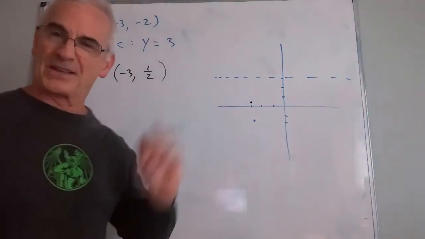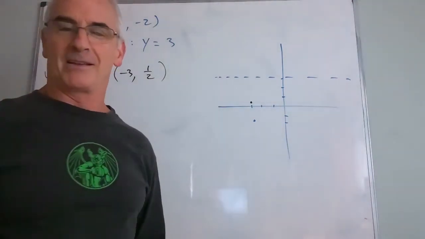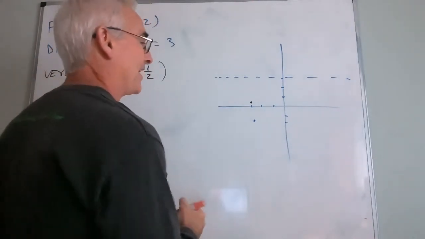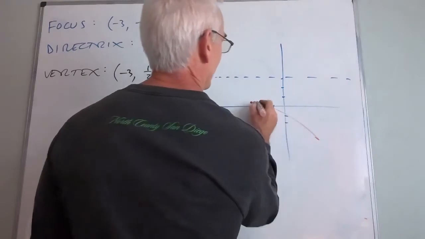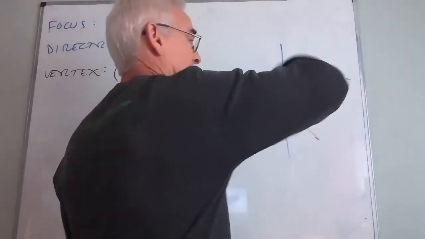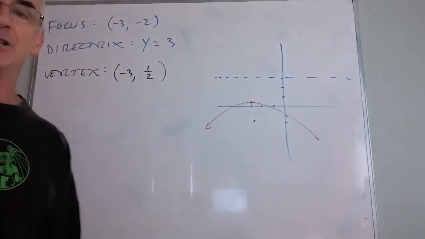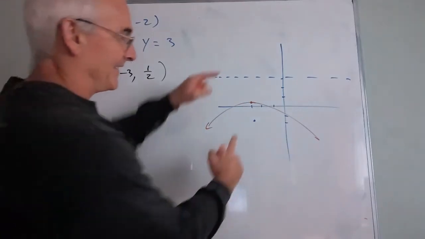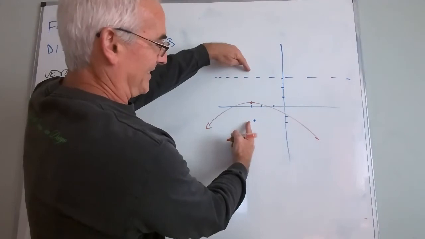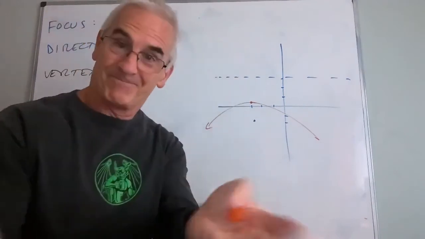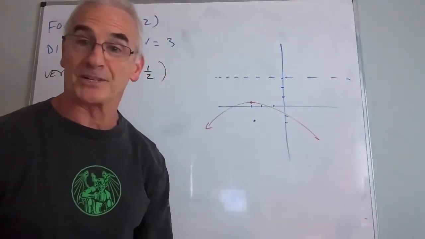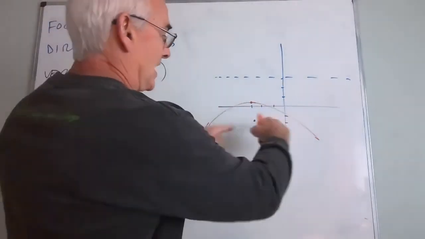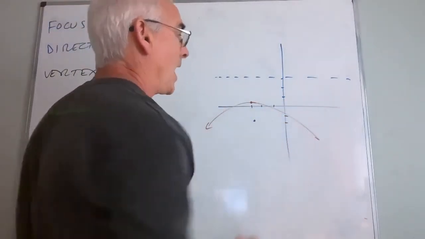Now, tell me something about my parabola. Think shape, things like that. Can anybody tell me something about it? It faces down. Yep. How do you know? By the way, this is why I say draw a rough sketch sometimes. How do you know it faces down? The focus is below the vertex. Yeah, the focus is below the vertex and it's also below the directrix. So it has to face down because remember, it's got to be equidistant.